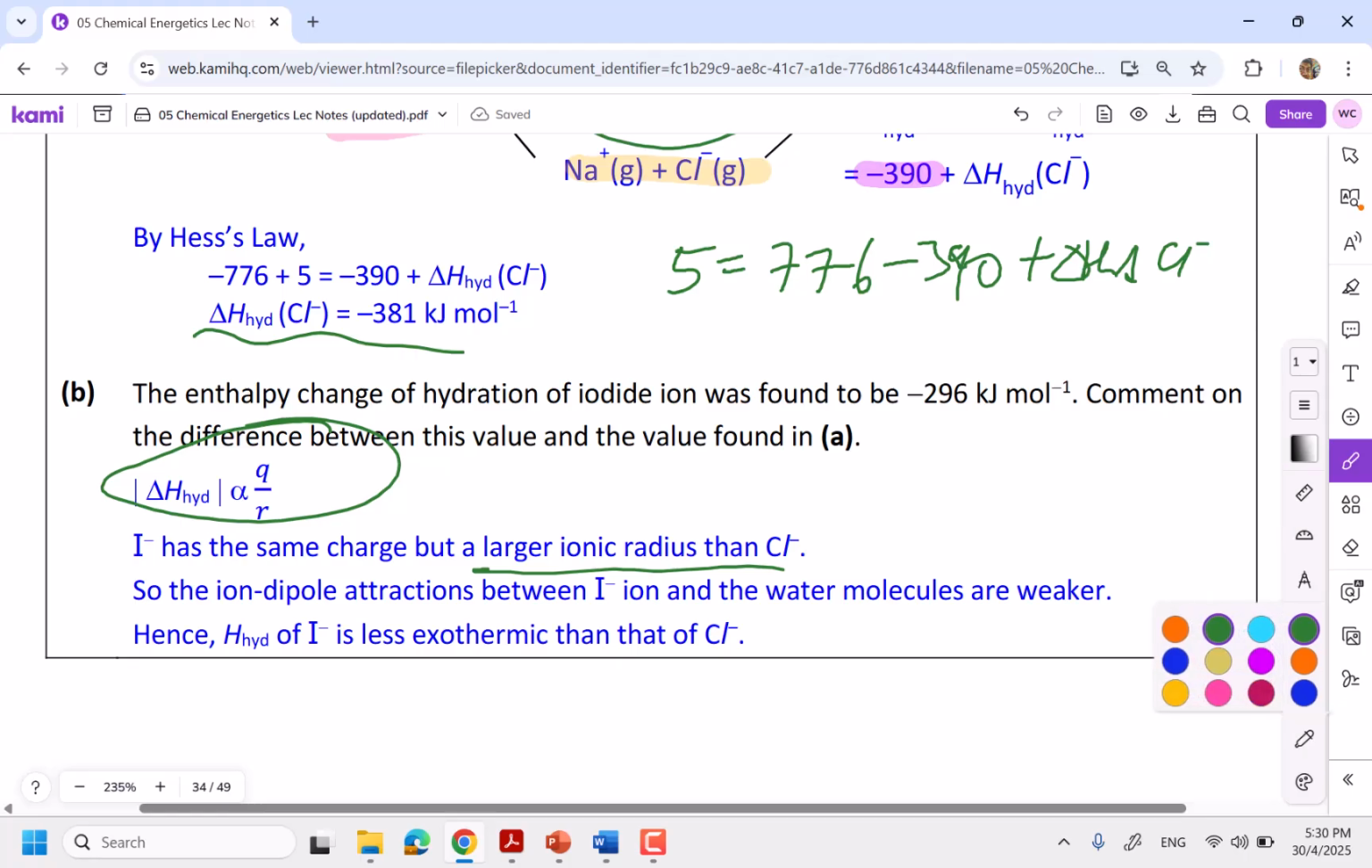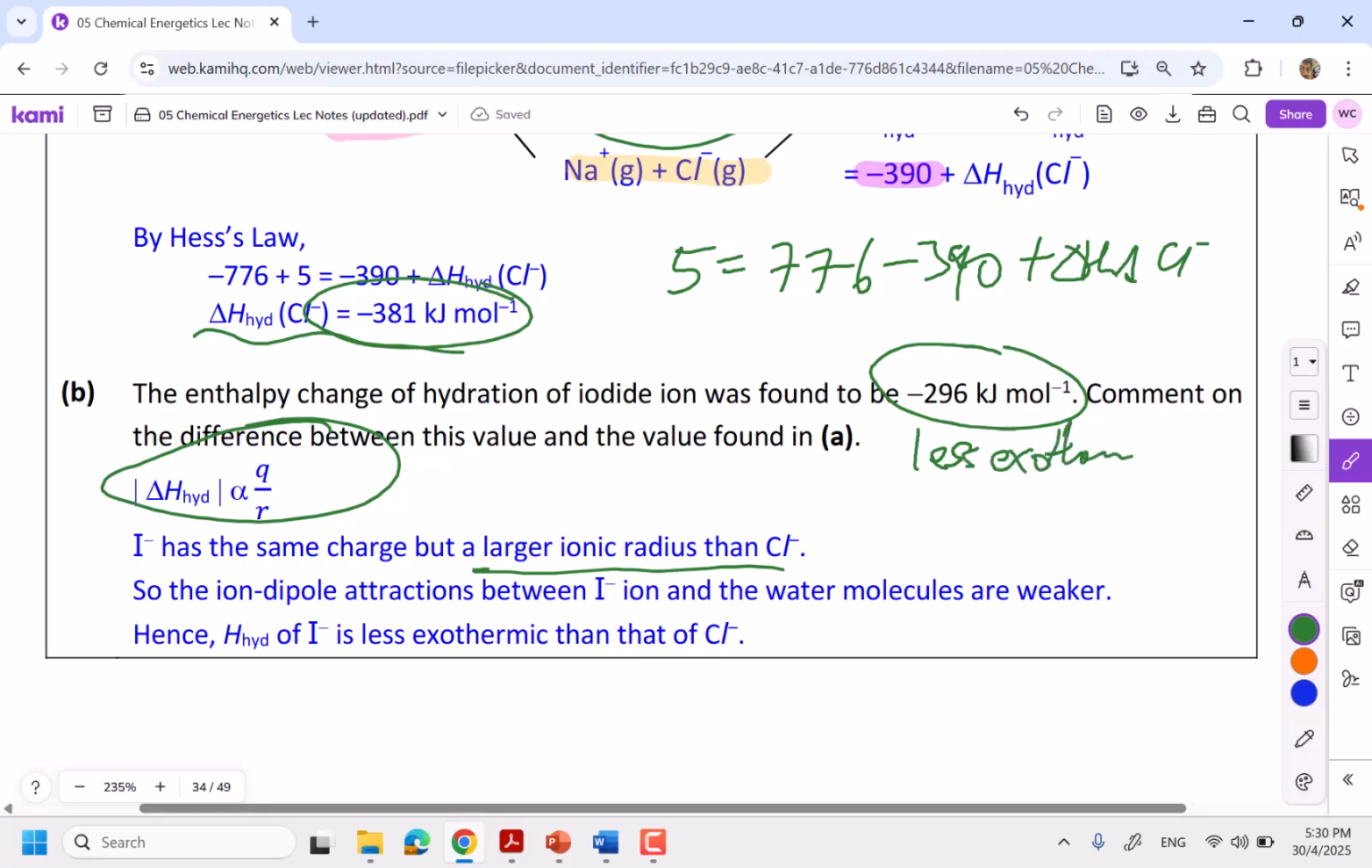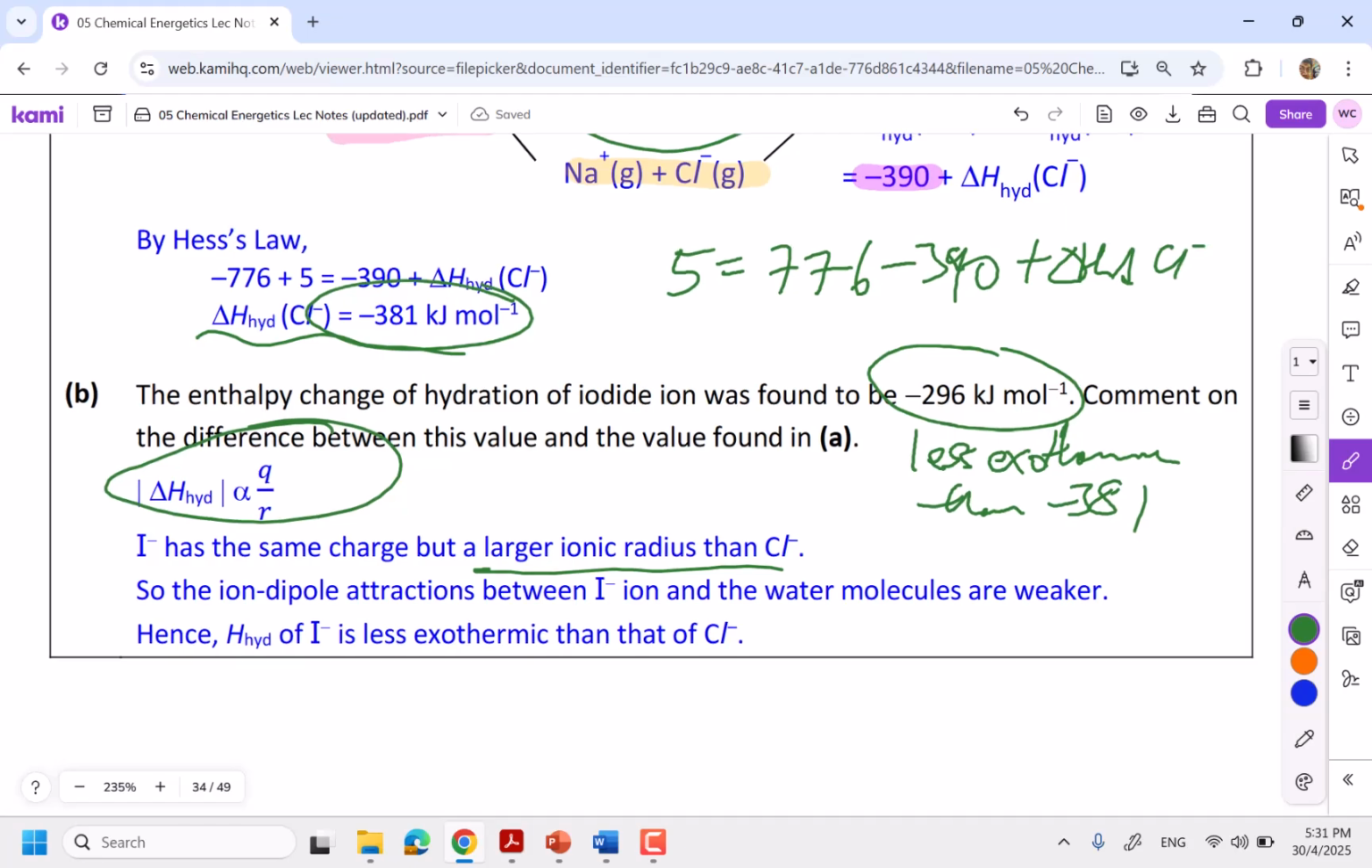You take note of the term I use. I do not say that this value is less than this. I say that it is less exothermic than minus 381. Or you can say numerically smaller. There are two ways to present it. Don't say smaller or bigger, because you don't know, are you looking at it from a number line perspective or from an absolute magnitude perspective? So highlighting that it's more exo or less endo, or numerically larger or smaller, helps more.